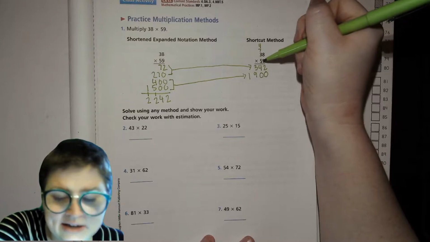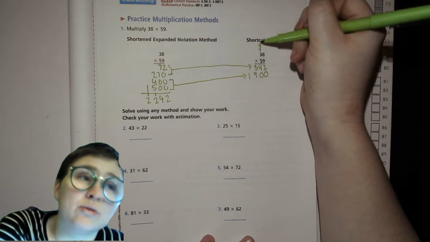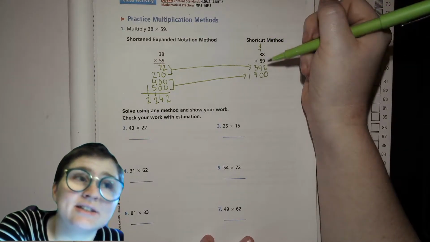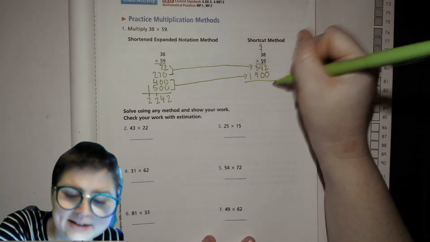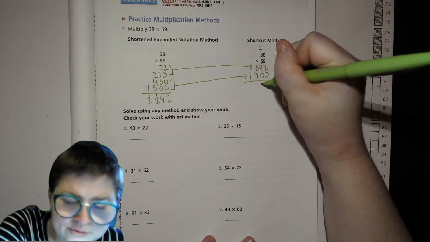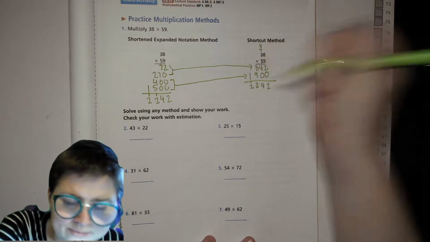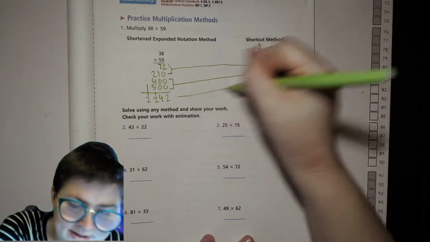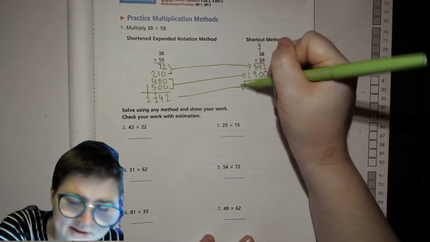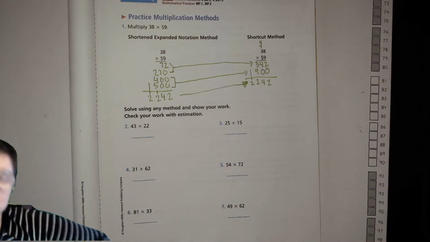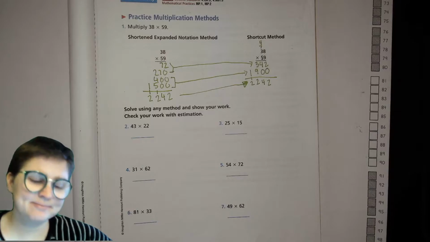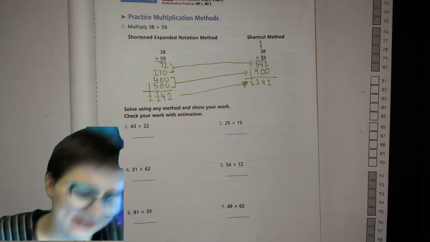Or you could say 5 times 3 is 15, plus 4 more is 19. And then we add them all up. And guess what? It's the same thing. Pretty neat, right? All right, let's go ahead and do a little more practice.